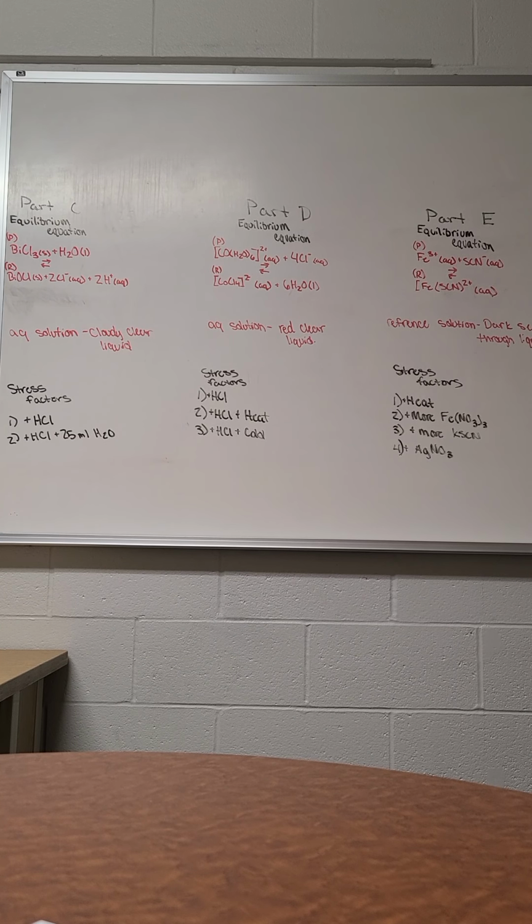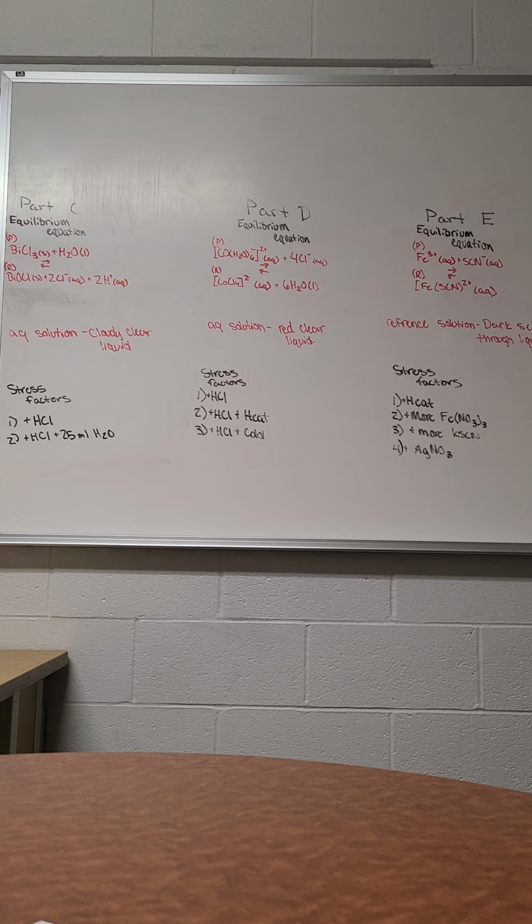So I'm Mason McCarty, and today I'll be explaining the results in 3 parts of the Experiment 3 lab for Chem120N lab section 4. So as you can see, I have part C, D, and E with the equilibrium equations written as follows. The products are on top with the equilibrium arrows in the middle, and the reactants are on the bottom.